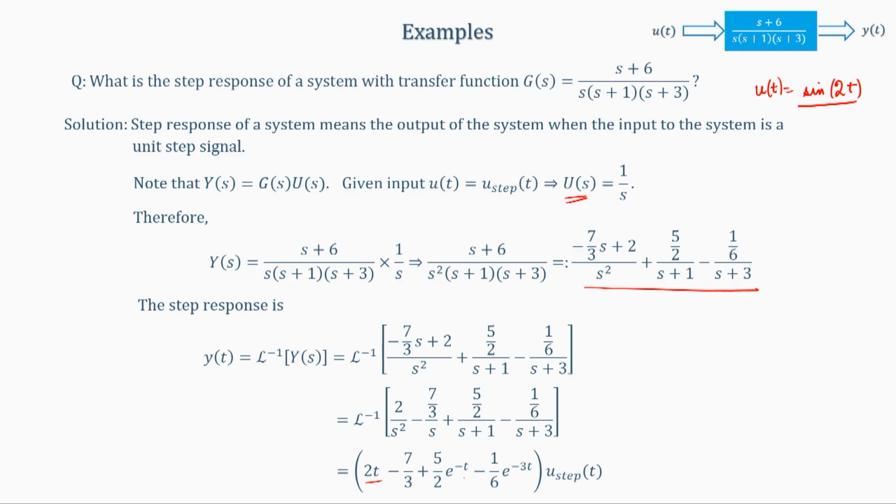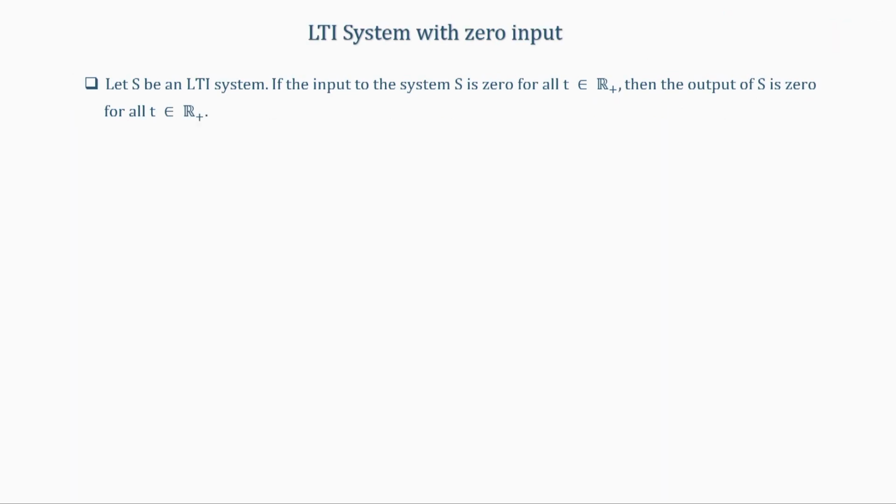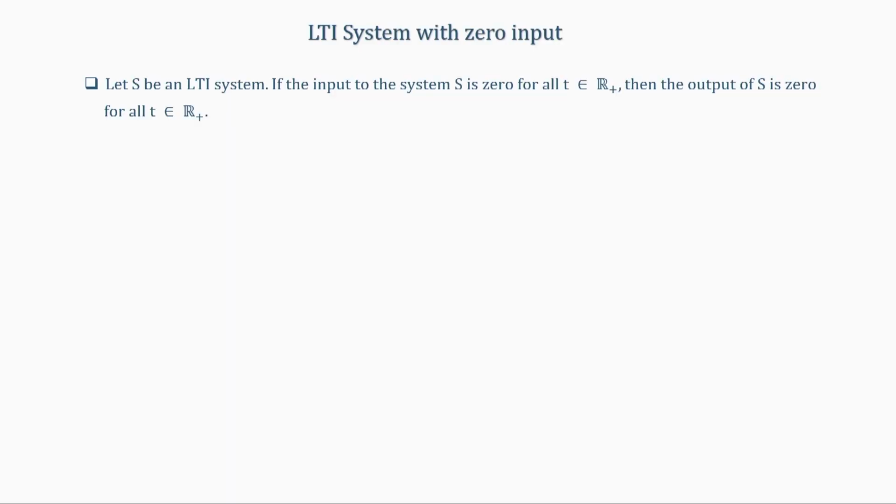Now, there is one property that will be very important for us in this course, and that is why I list down that property of an LTI system. That property is: what will happen to an LTI system if the input is 0. So, let S be an LTI system. If the input to the system S is 0 for all t, then the output of the system S is 0 for all t. There is a caveat here, provided all initial conditions are 0.